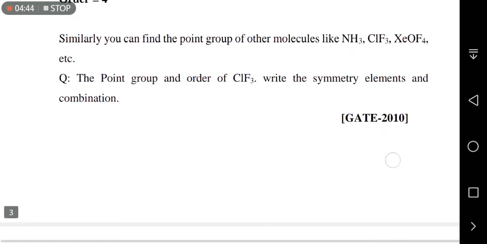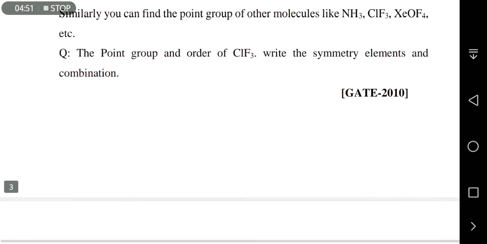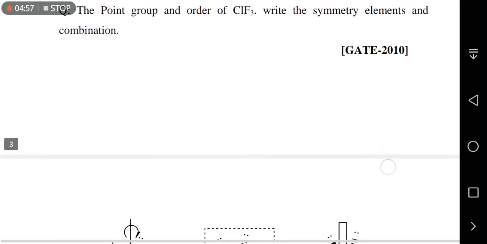Let's start. See, in the 2010 GATE exam, they asked the point group and order of ClF3 and to write the symmetry elements and combination. So can you draw the structure of ClF3? Yes, you can do it.